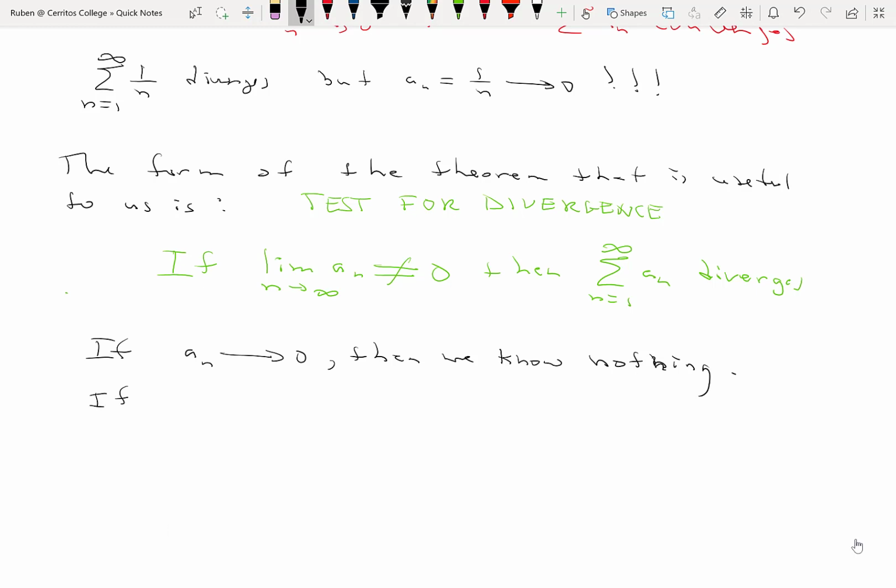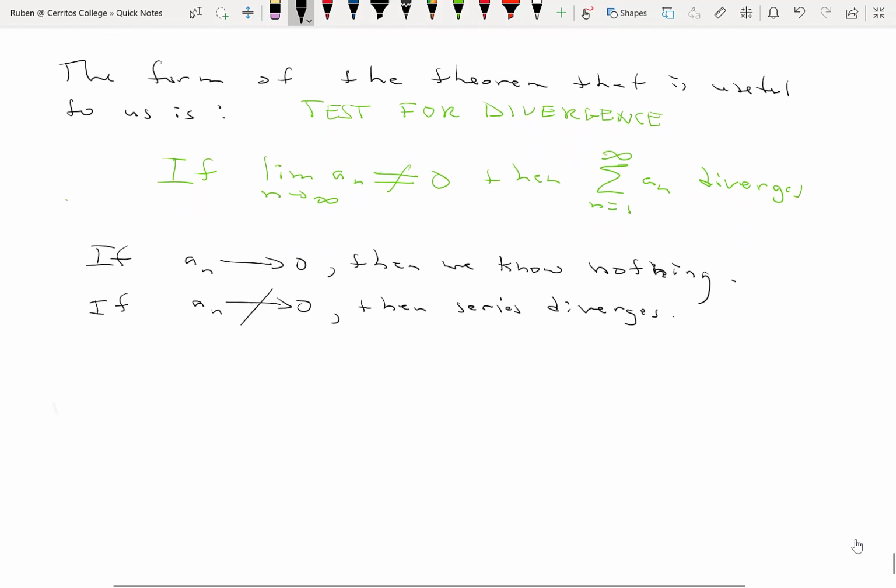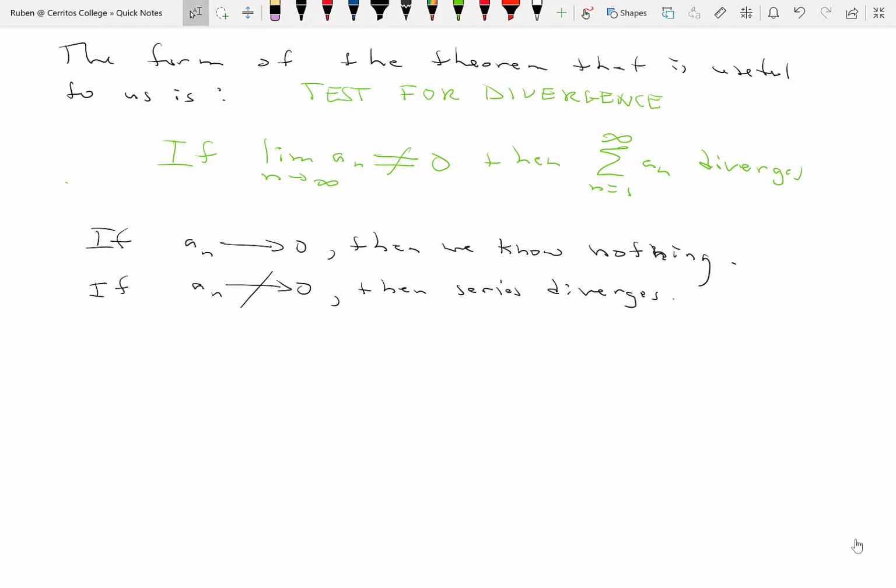If a sub n does not approach zero, then the series diverges. If you can stick to this bottom line, you're going to be safe in a place where your Calculus 2 ancestors, in the past 30 years I've been teaching Calc 2, haven't been safe. So let's look at an example.